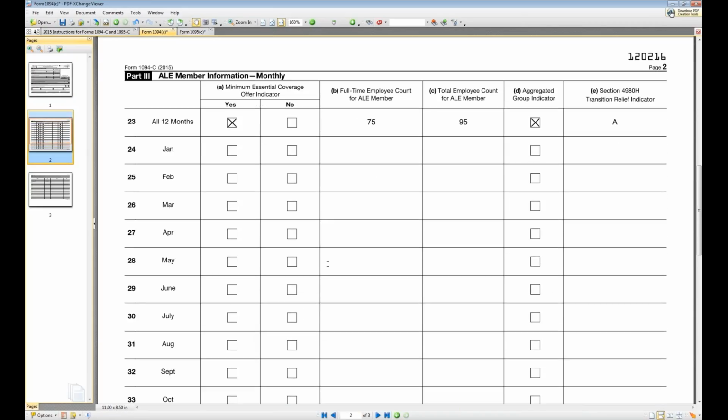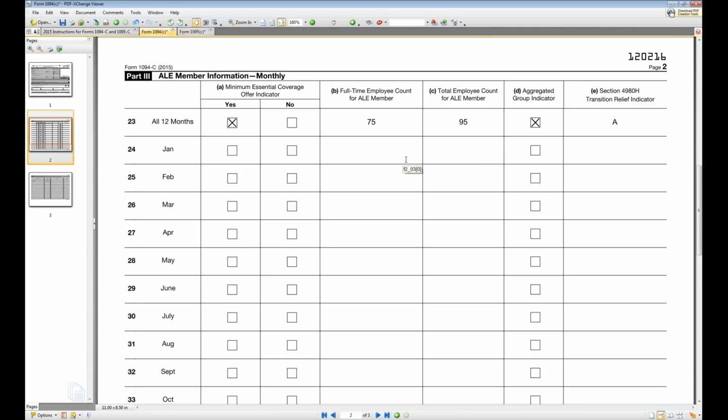Now, part two. Not a lot of data goes in here. The employer can use line 23 and not go month to month if the employer either offered coverage, as shown here with a checkbox yes in column A, or not offered coverage. The employer could just use this line, doesn't have to go month to month. And if the employer does that, the lines in column B for full-time employees and column C for total employees would just be an average of all 12 months.